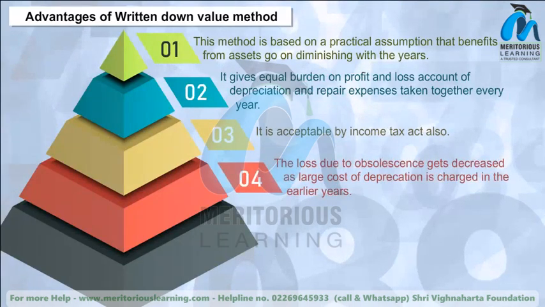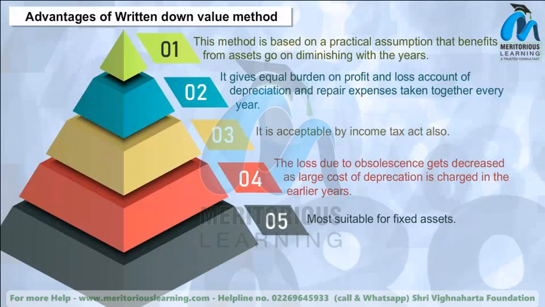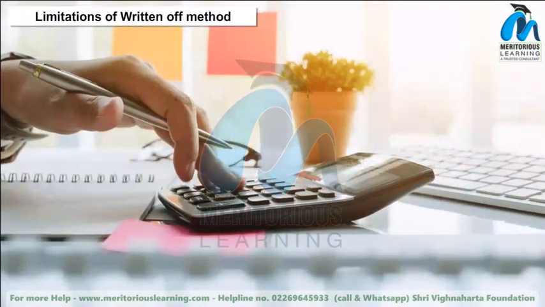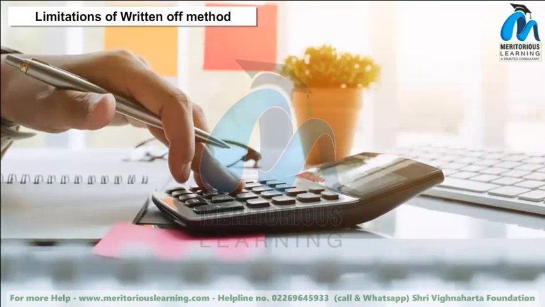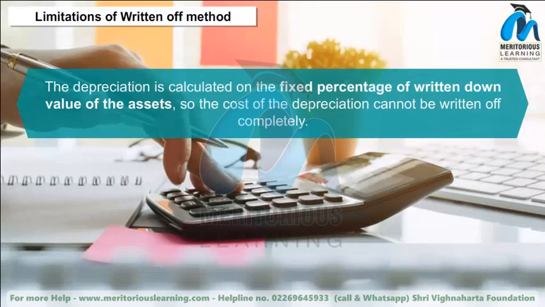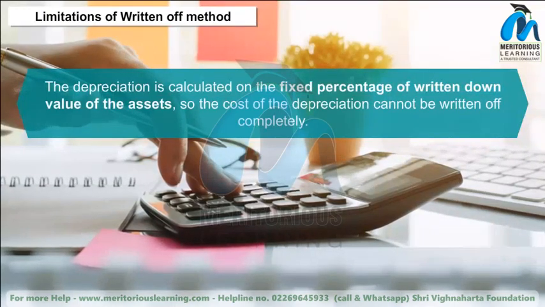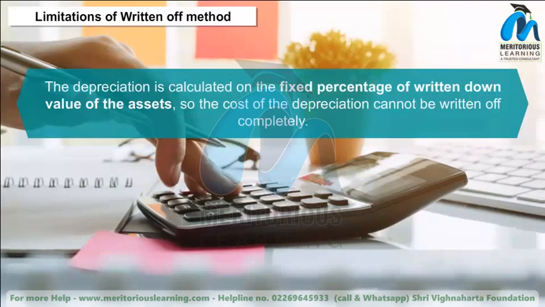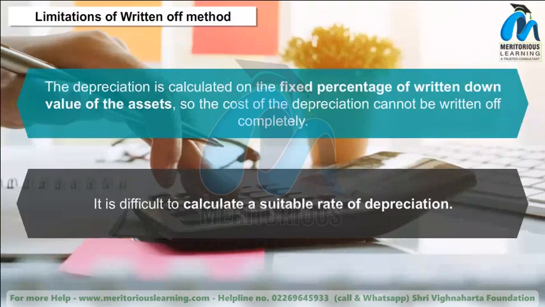The loss due to obsolescence gets decreased as large cost of depreciation is charged in the earlier years. Most suitable for fixed assets. Limitations of written down value method. This method has the following limitations. As in this method, the depreciation is calculated on the fixed percentage of written down value of the assets, so the cost of the depreciation cannot be written off completely. It is difficult to calculate a suitable rate of depreciation.